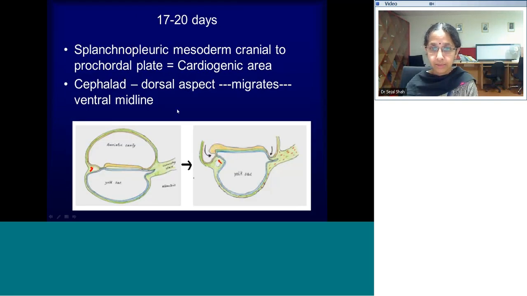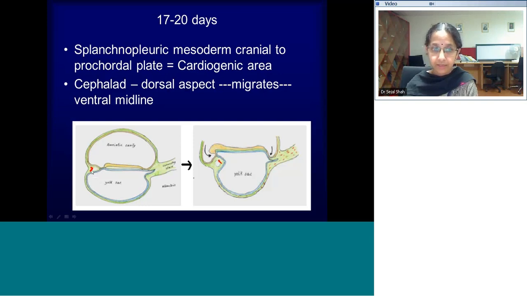So to understand an overview, we can see here this is a sagittal section of the embryo where this is the mesoderm, this is the procaudal plate. This is the amniotic cavity and this is the yolk sac. The splanchnopleuric mesoderm, which is lying initially cranial to the procaudal plate, is actually going to give rise to the heart in the future. This is the cardiogenic area.